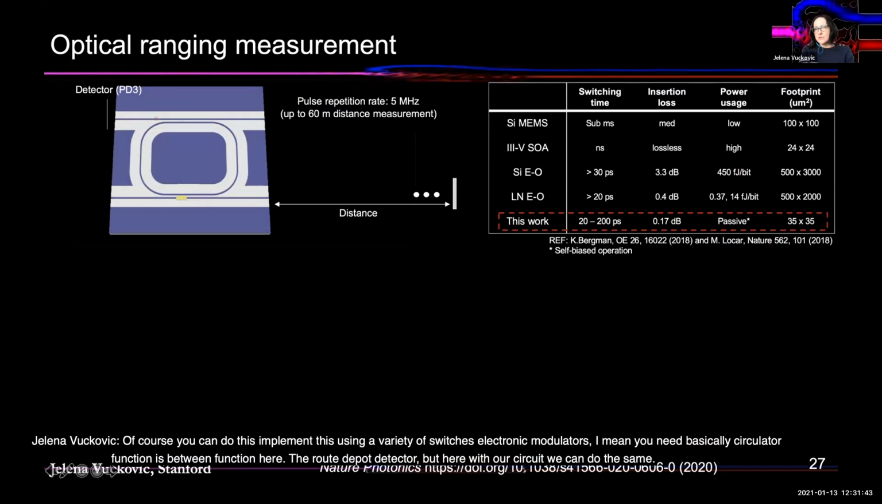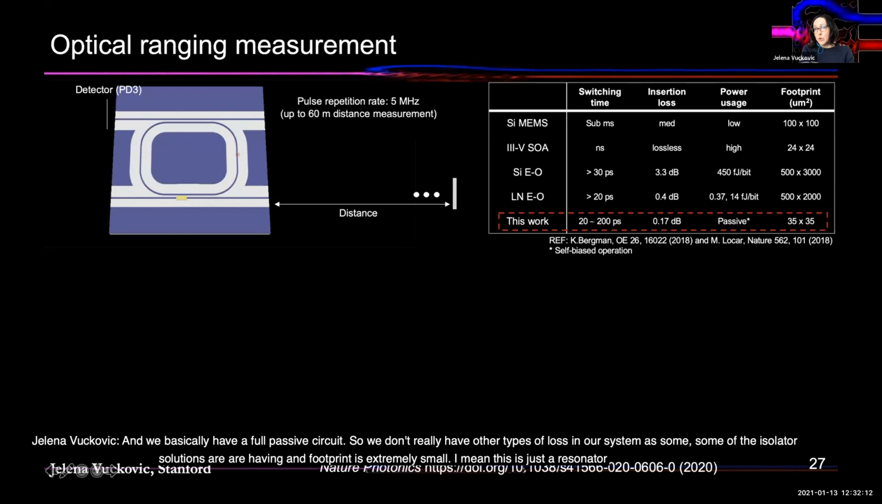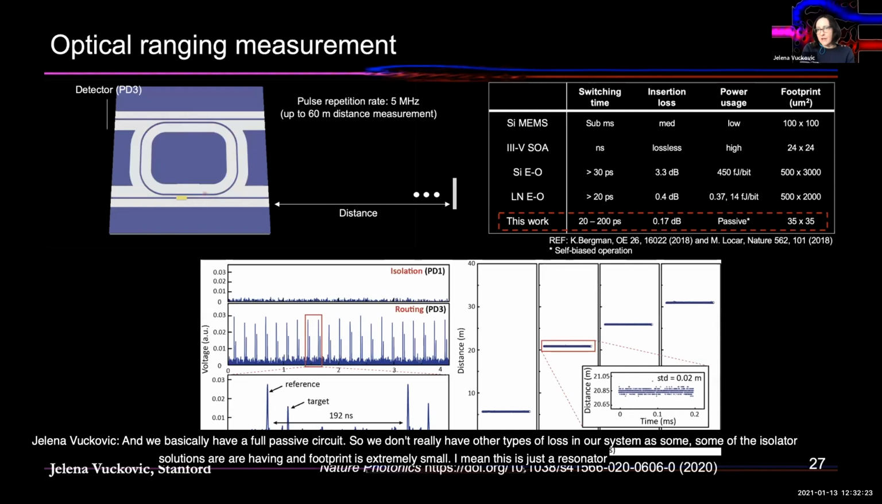Of course, you can implement this using a variety of switches and electro-optic modulators. You basically need a circulator function and a switching function here to route it to a detector. But with our circuit, we can do the same with much smaller insertion loss than other solutions that people have: 0.17 dB insertion loss, and very fast switching time comparable to the best lithium niobate electro-optic modulators. And we basically have a fully passive circuit, so we don't have other types of loss in our system as some of the isolator solutions have. And the footprint is extremely small. I mean, this is just a resonator.